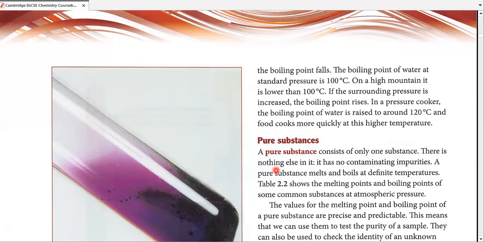So the higher the altitude we go, the lower the boiling point. However, if we go in depth, that boiling point would increase.